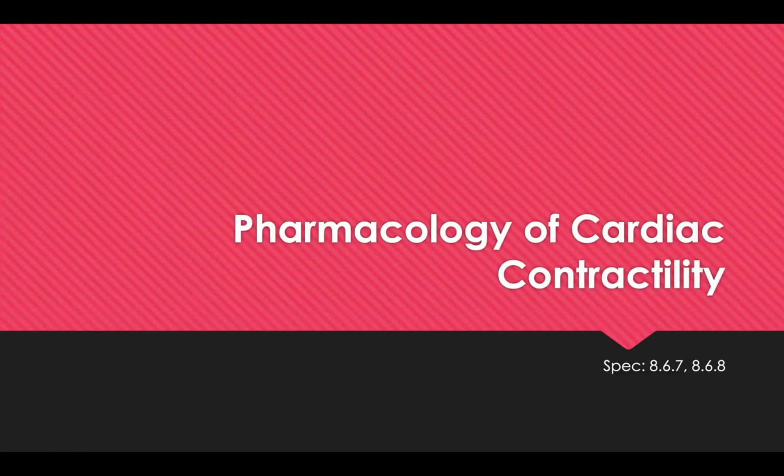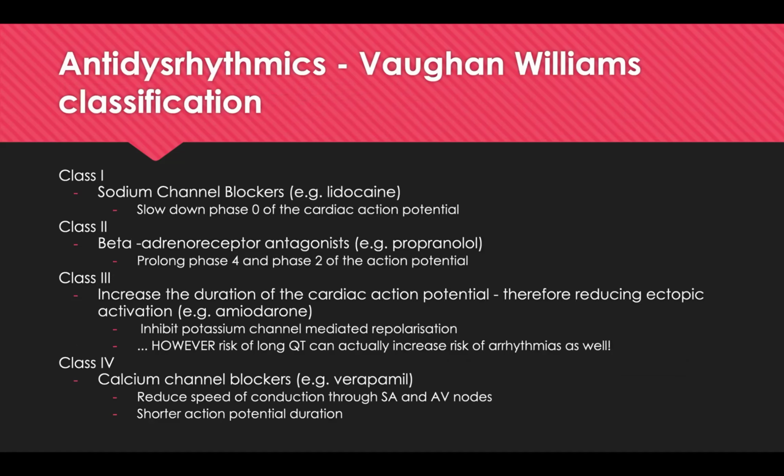We're going to move on to a bit about the pharmacology of cardiac contractility now. So antidysrhythmics can be classified in different ways, and one of the ways which you should be aware of is the Vaughan-Williams classification. So there are 4 classes. Class 1 are sodium channel blockers. Class 2 are beta adrenergic antagonists. Class 3 increase the duration of the cardiac action potential, and class 4 are calcium channel blockers.